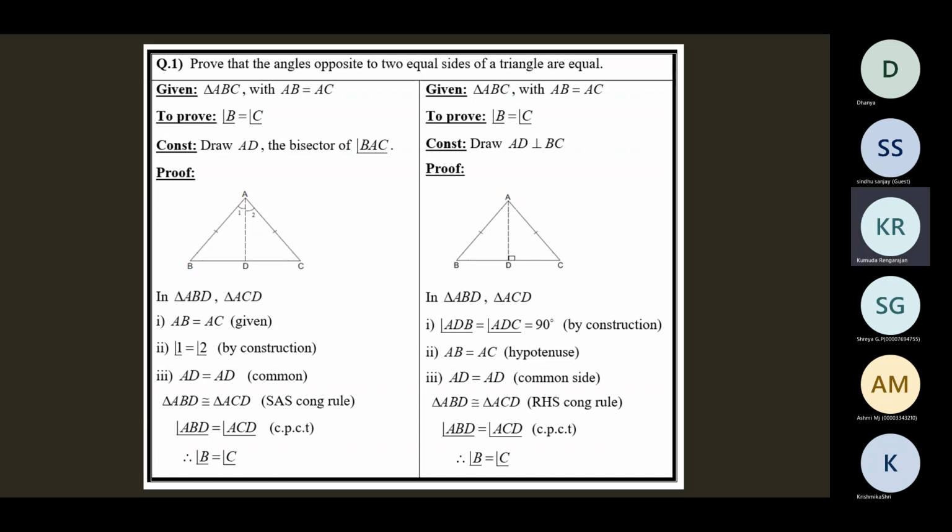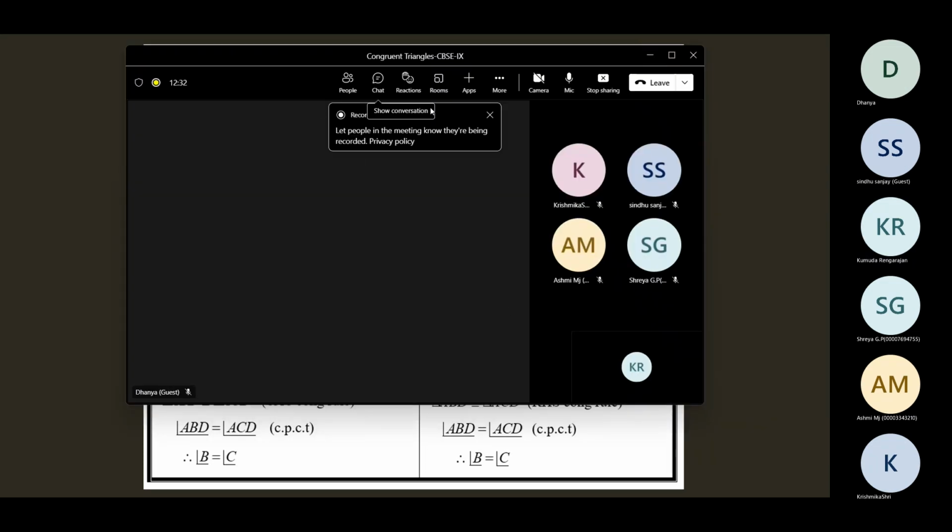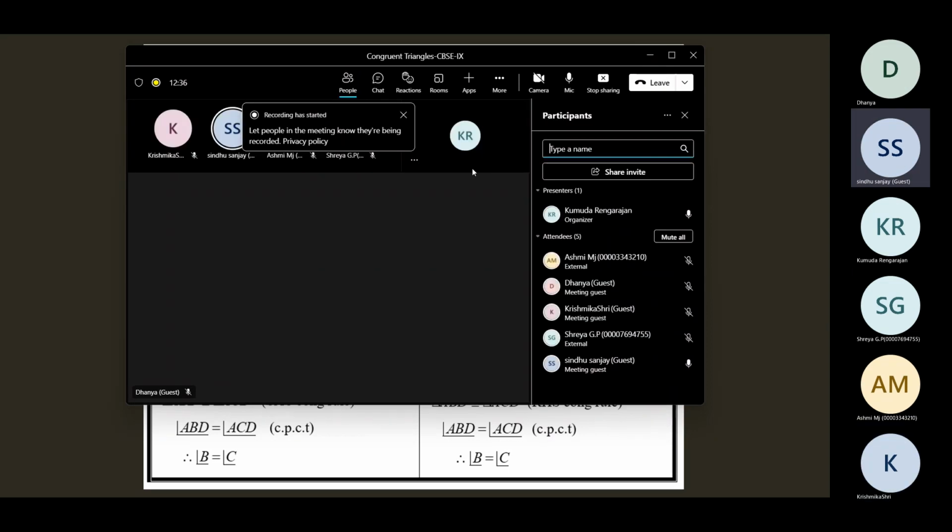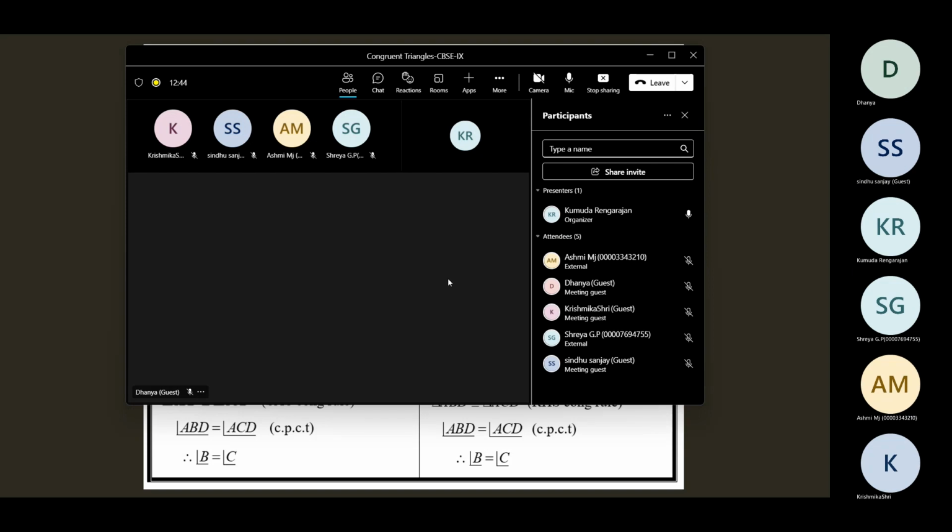Started writing. How many of you completed, children? Have you all started writing? Yes, ma'am. Okay. All right. Please complete it today and share the pictures. Yes, ma'am. Please complete all the proofs today and share the pictures.